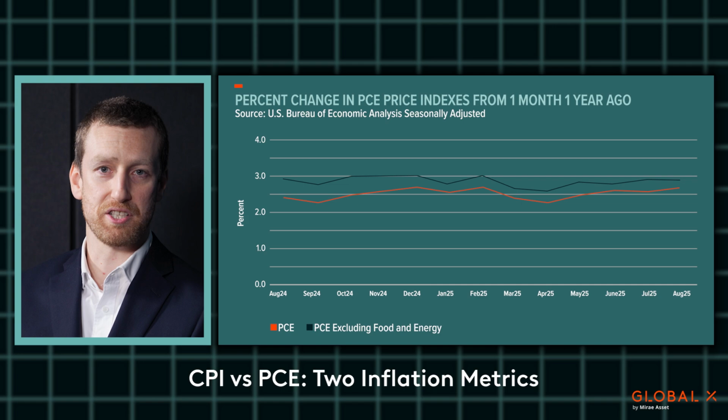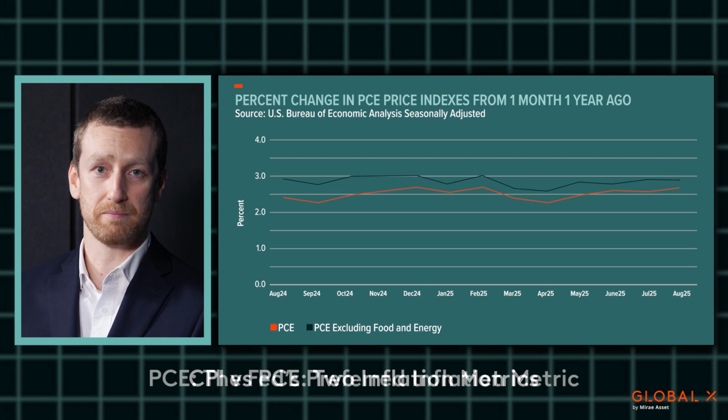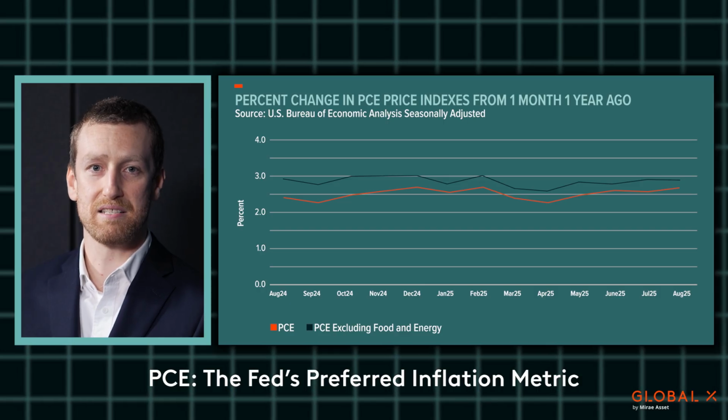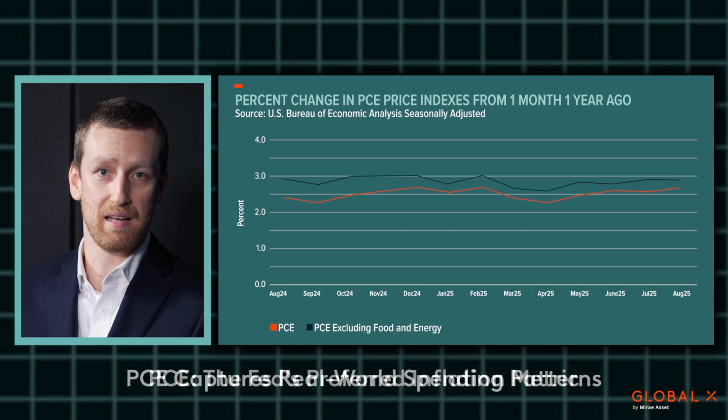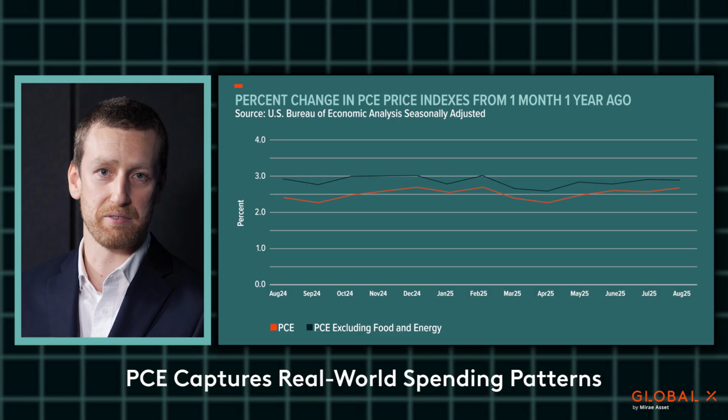Something to note on inflation. CPI is a common inflation metric that we see in the news, but there's another one that we want to monitor. It's called PCE, Personal Consumption Expenditures. PCE is the preferred inflation metric for the Fed, and it captures a wider basket and reflects changes in consumption patterns.